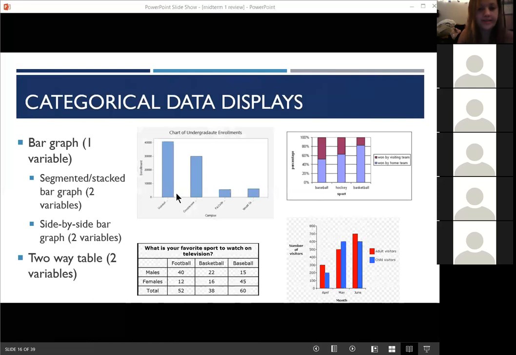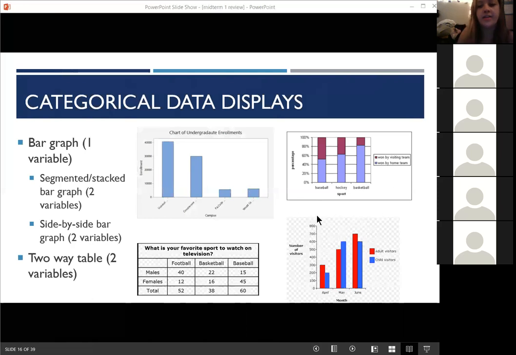You'll hear it both ways, where you are just representing the different categories of your variable on your x-axis, and then you will have the frequency of each on your y-axis here. And remember, the bars don't touch in categorical data displays for a bar graph. So yeah, bars don't touch here. They do touch in histograms for quantitative data, but not in categorical.